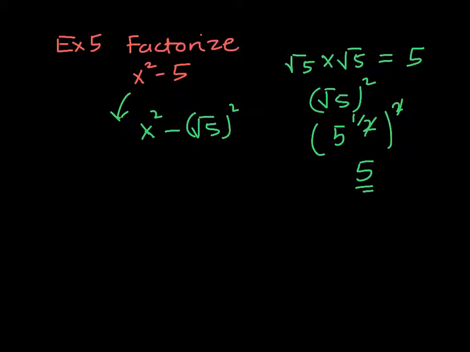Okay? So now that it is a difference of two squares, what do we do next? So we can write this as x minus root 5, okay, into x plus root 5.